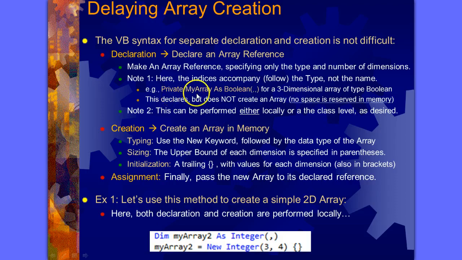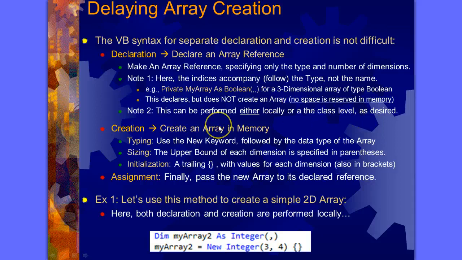For example, private myArray as Boolean for a three-dimensional, because there's two commas, right? So it's a three-dimensional array of type Boolean. This declares but does not create an array. No space is reserved in memory. Note this can be performed either locally or at the class level as desired. So you can do this in a local function, a block of code, or at the class level.